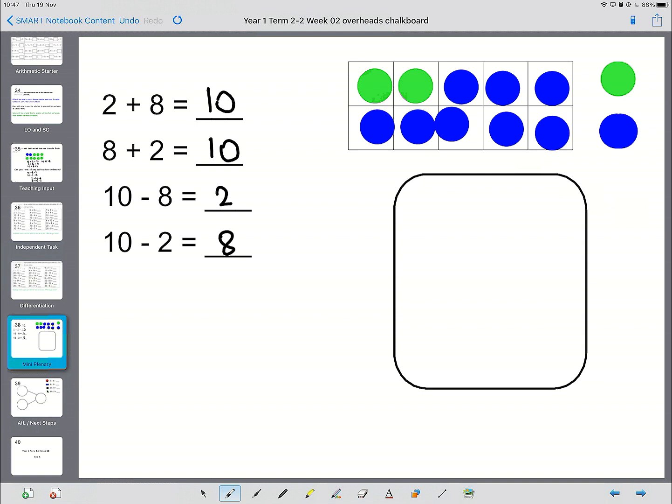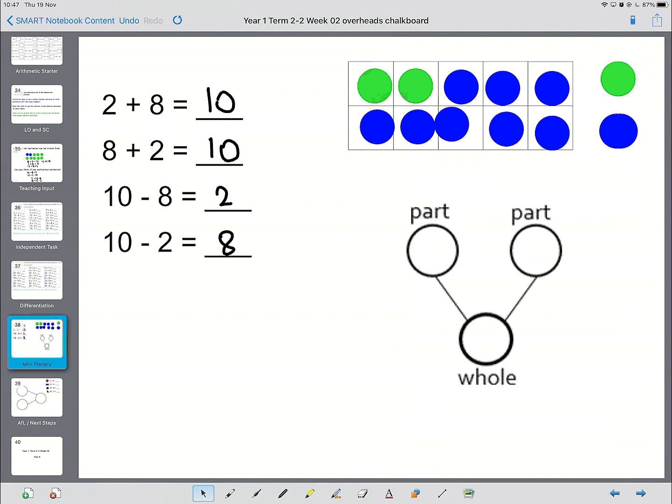Now, how else could we represent that? We use these in the first term, and we practice them in some of our arithmetic. Let's see if you can guess. Tell your grown-up, and I'm going to reveal. That's right, you can use a part-part whole. Now, what I want you to do is quickly figure out what the whole is and what the parts are with your grown-up. And when you're ready, I'm going to populate it.